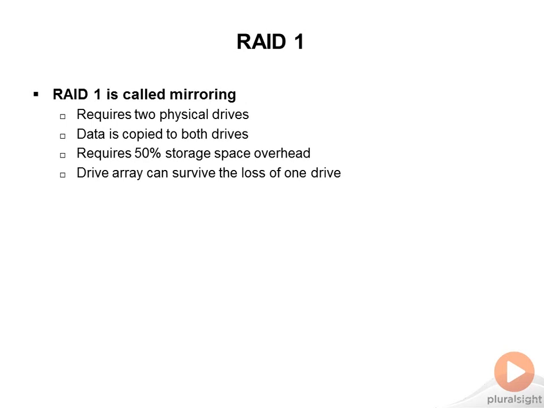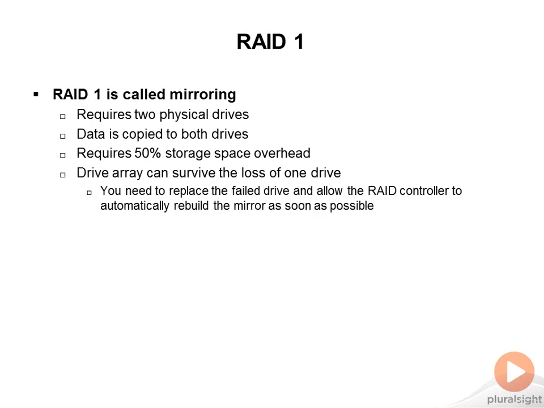If one of the drives fails, you're going to have to replace the failed drive, and then the RAID controller is going to automatically rebuild the mirror. And you need to do this as soon as possible, because if you lose the other drive, obviously you're going to lose your data. Now there's no performance impact after you lose one drive in a RAID 1 array.